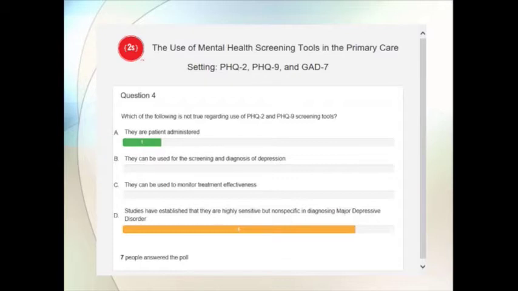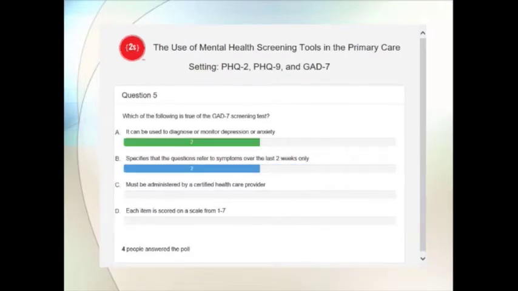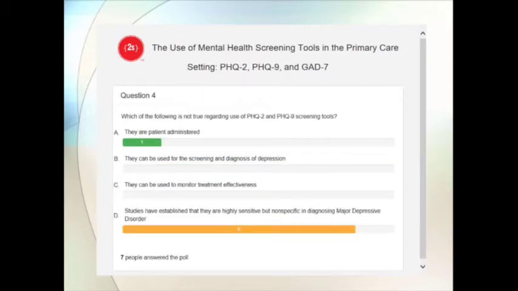They are patient administered. That is how they were originally designed. They can be used for screening and diagnosis. They can be used to monitor treatment effectiveness. They can be given at an interval, and you can document improvement. And they are both sensitive and specific.